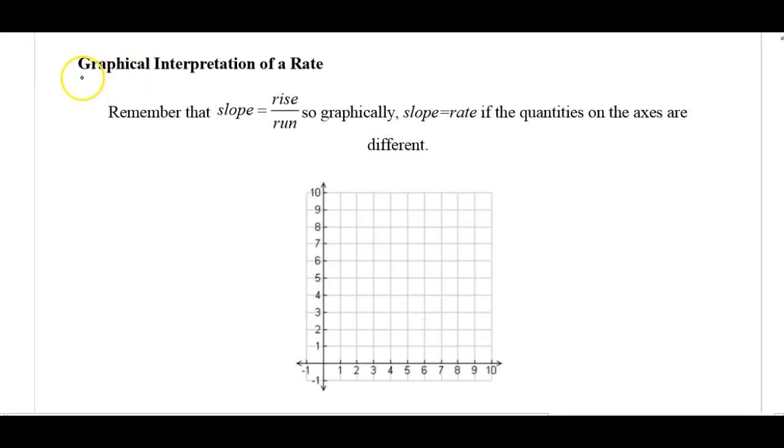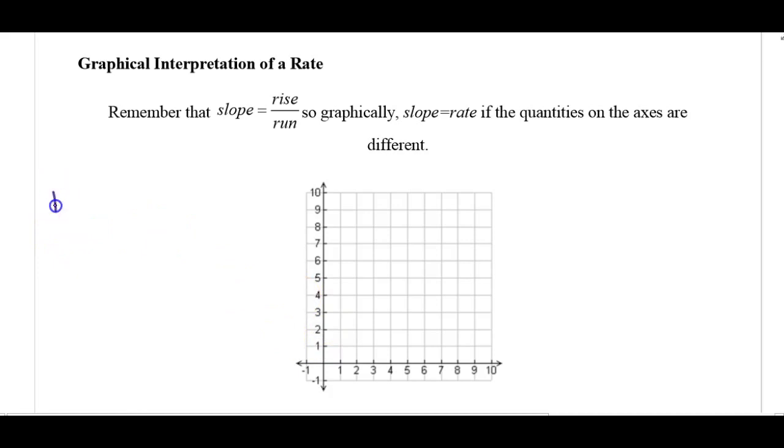Alright, so now let's think about the graphical interpretation of a rate. Let's remember that slope is equivalent to rise over run. So graphically, it turns out that a slope is equivalent to a rate if the quantities on the axes are different. Remember that a rate is a ratio of two different quantities. So as long as the units on the horizontal and the vertical axis are different, then it turns out that our slope is going to be equivalent to a rate.